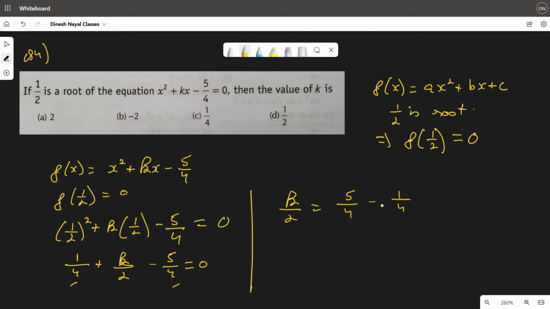Taking 4 as the LCM, this will be 5 minus 1, that equals 4 by 4, that is equal to 1. So k by 2 equals 1. This implies k equals 2. So k is 2. That means A is our correct answer. So question number 4, A is the correct answer.